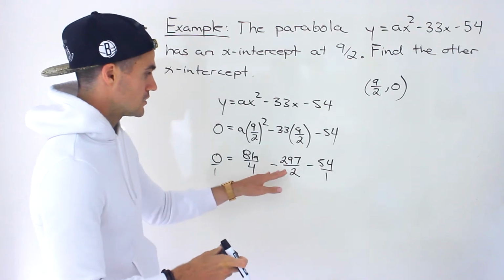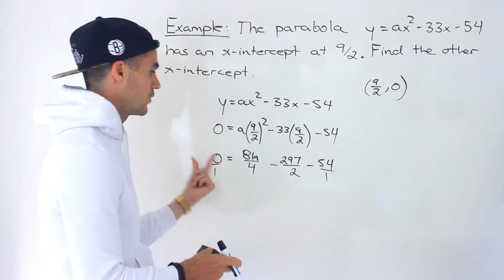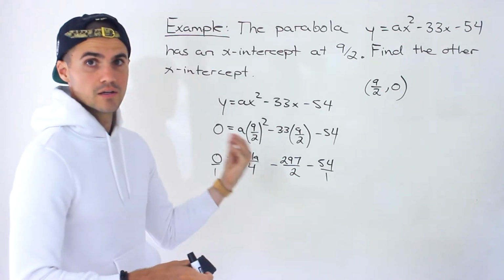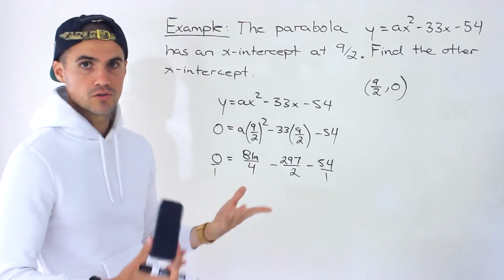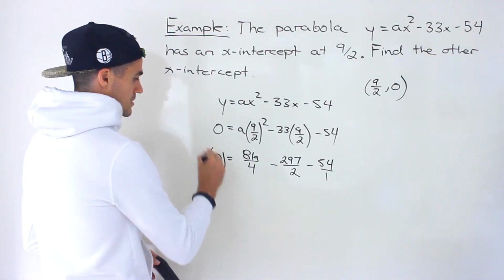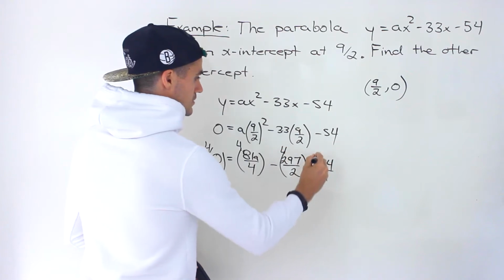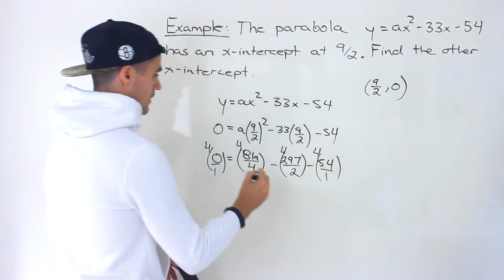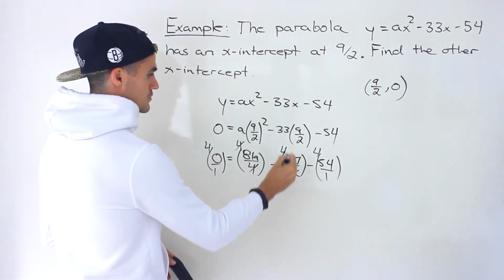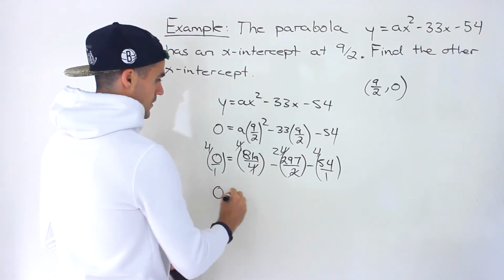One other way you can do it is combine these two into one fraction, bring it over, then cross multiply and solve for the a value. Whichever way you do it, just make sure you're getting the same solution that I am. What I'm going to do is multiply everything by 4 to get rid of these denominators. 2 goes into 4 twice. And so we'll have 4 times 0, which is 0.